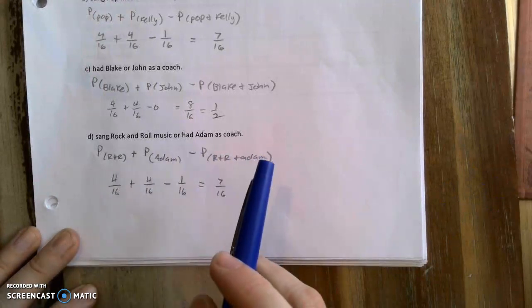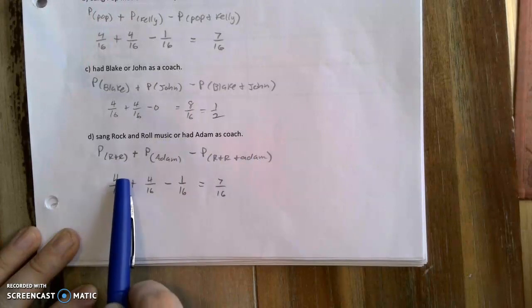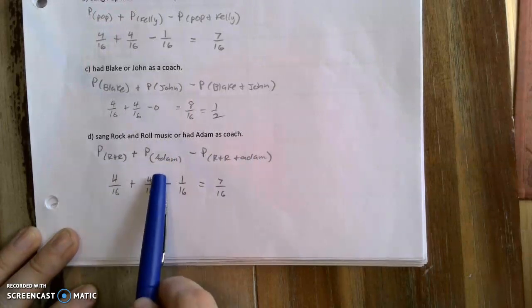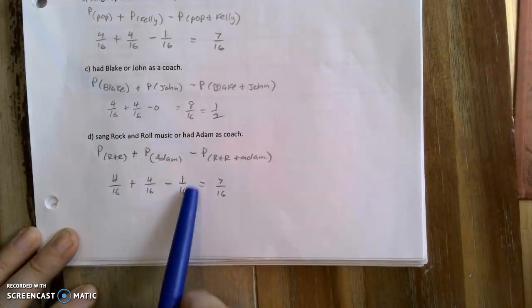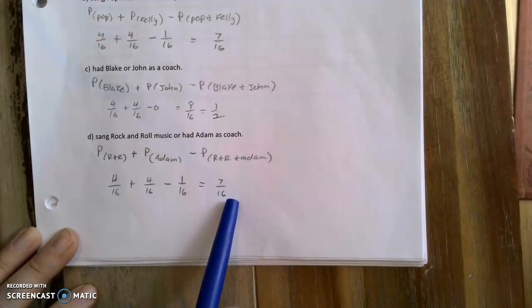Sang rock and roll music or had Adam as a coach. So the probability of rock and roll is 4/16. Adam is 4/16. But then we subtract off the rock and roll and Adam. So that gives us 7/16.